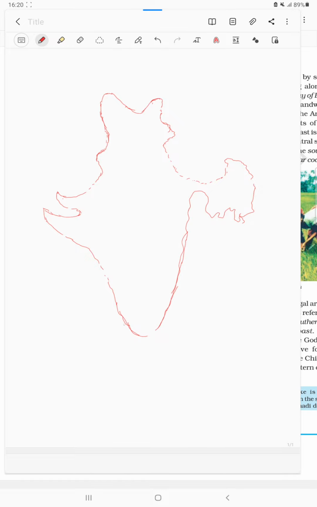This is India, Sri Lanka, Andaman and Nicobar, Lakshadweep, and Maldives. These are clear. This portion is Rajasthan. Clear.